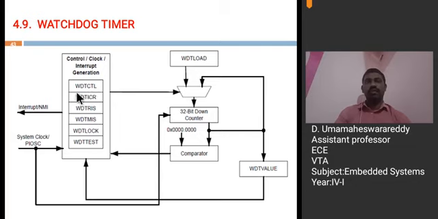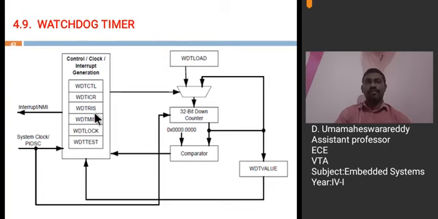Next, WDT ICR. WDT ICR means watchdog timer interrupt clear. This register is used to clear the watchdog timer interrupts. If there are any interrupts processed by the watchdog timer, those interrupts are cleared with the help of this interrupt clear register, and it reloads the 32-bit counter from the watchdog timer load register. That means after clearing the interrupts, what will it do? It will reload the 32-bit counter with the value present in the load register.